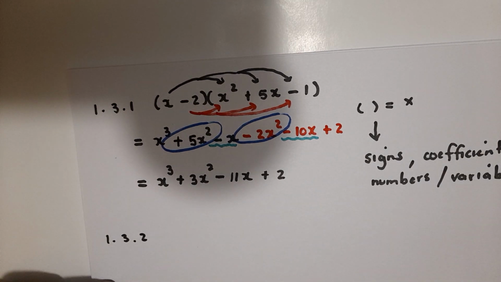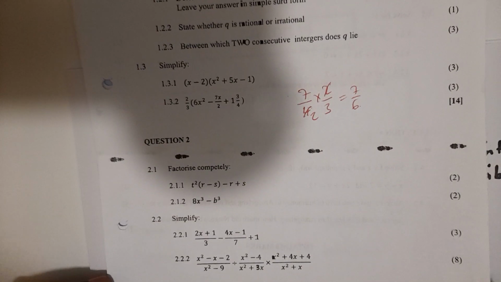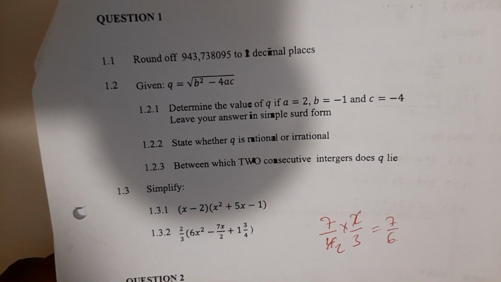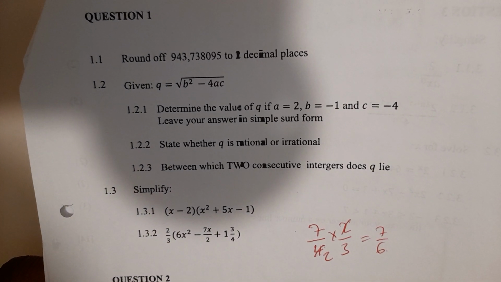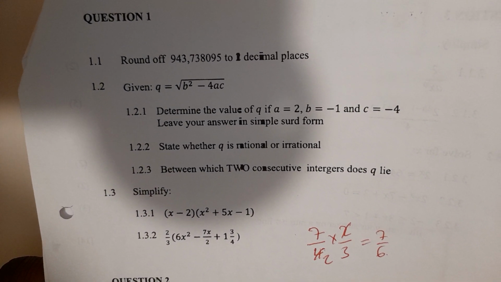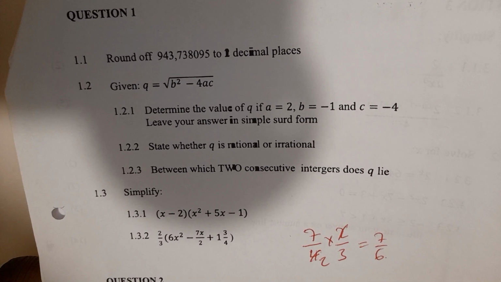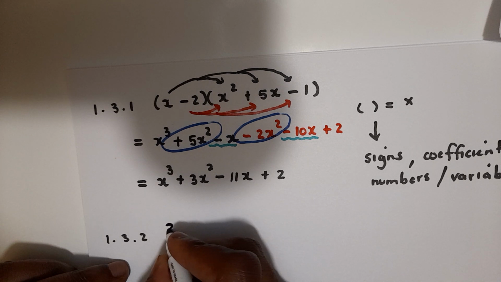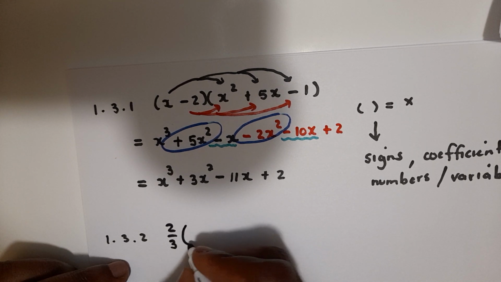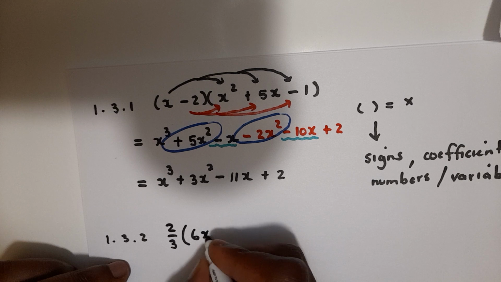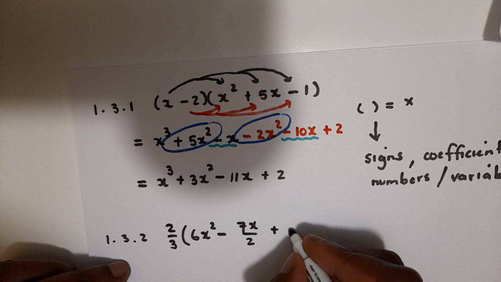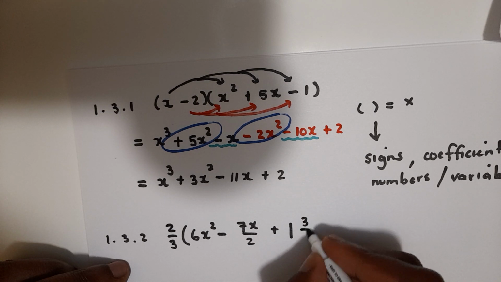1.3.2, again a question on simplify. Question number 2, we have 2/3 multiplied by 6x squared minus 7x divided by 2 plus 1 and 3/4. So the question is 2/3 multiplied by 6x squared minus 7x divided by 2 plus 1 and 3/4.